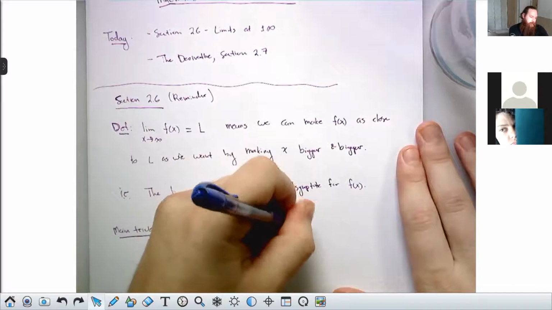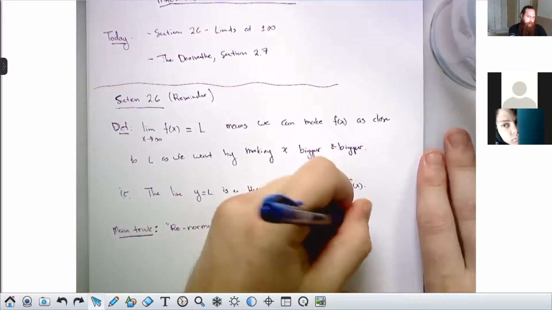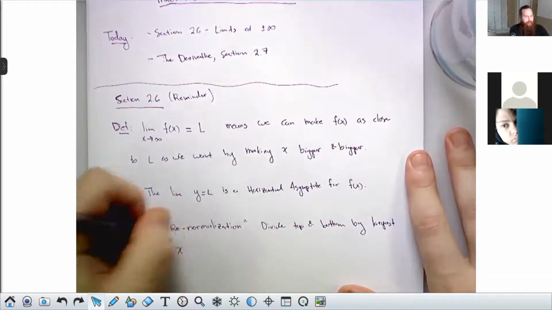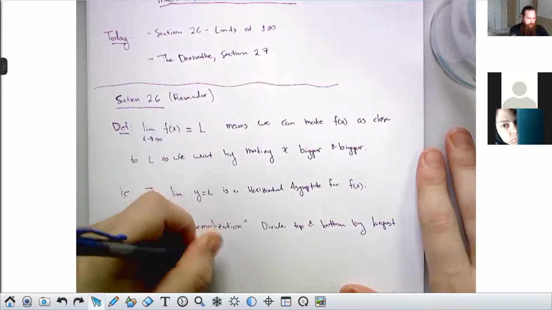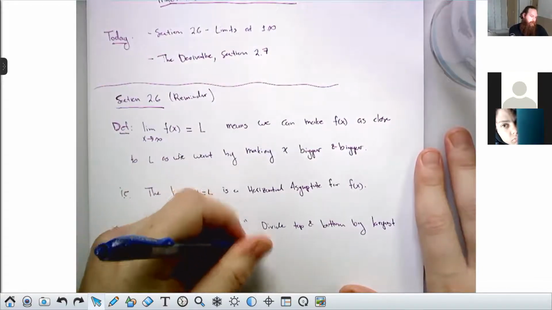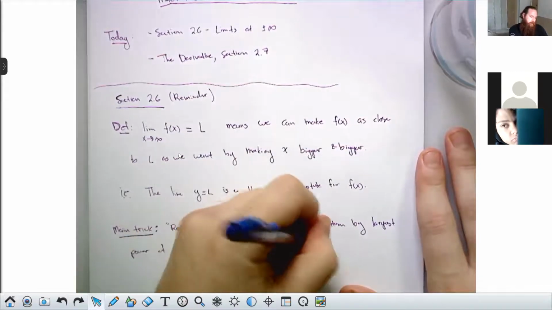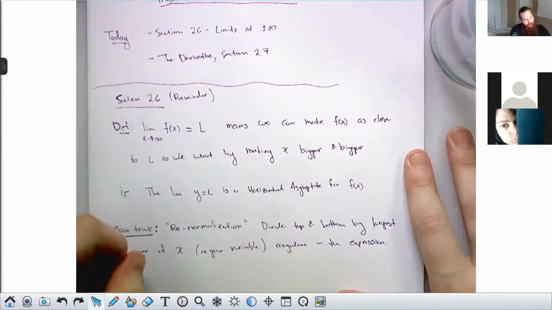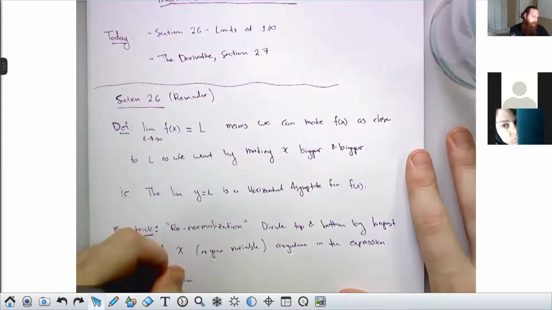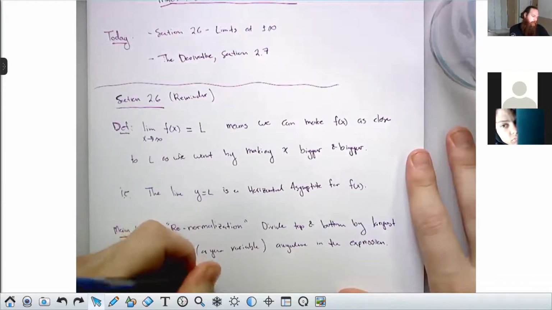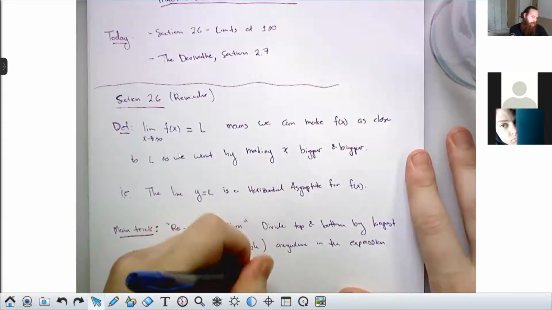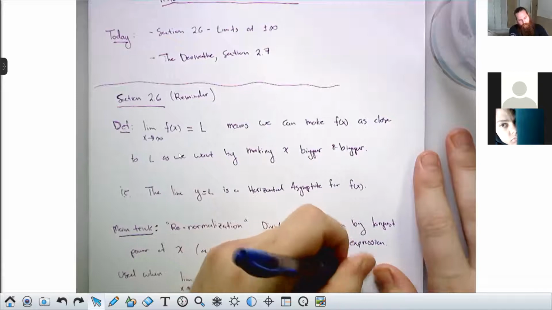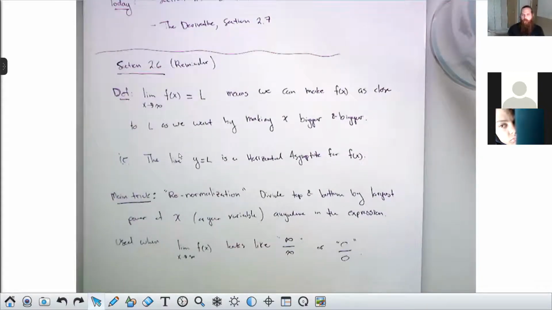So the renormalization trick here is where you divide top and bottom by the largest power of x, or your variable, whatever your variable is, anywhere in the expression. We use this when the limit as x goes to infinity of your thing looks like either infinity over infinity or 0 over 0. Because remember, infinity over infinity and 0 over 0 are both what we call indeterminate forms.